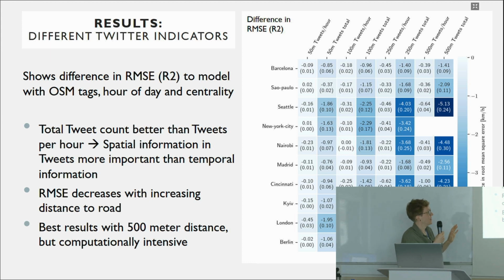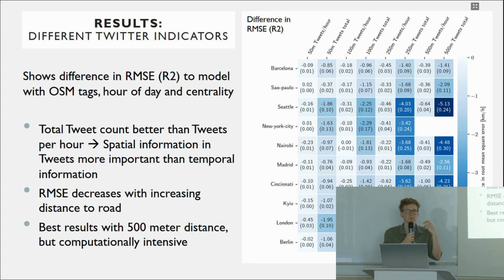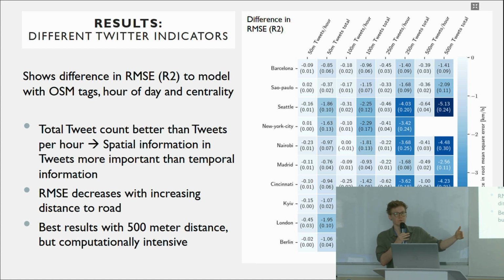And long story short, the total tweet count is always a better measure than the tweets per hour. So we can learn that the spatial information of the Twitter data is more important than the temporal information, probably because the hour of the day is already quite a strong signal. You know that in the morning there will be more traffic than midday, for example. Also, we can see that the root mean square error decreases with increasing distance to the road. So if we take into account all the tweets within a 500 meter buffer distance of a road, we get a better model performance than if we only look at the ones within a 50 meter distance.